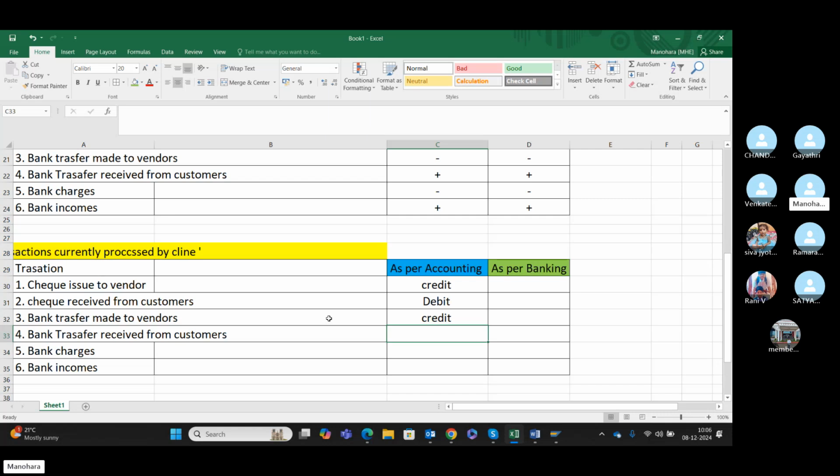And my bank transfer received from customer is debit. So bank charges is credit, right? Bank incomes is debit. And so as per banking, okay, check issued to vendor.